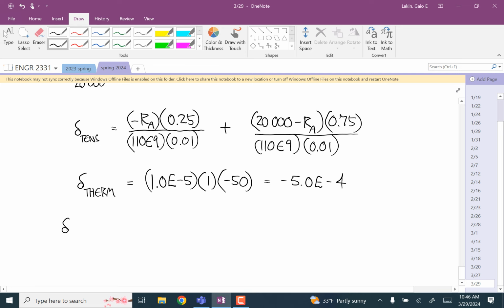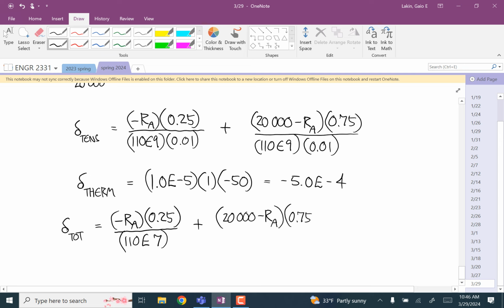And so now the total elongation is negative RA times 0.25 over, I'll combine these, 110 times 10 to the 7, plus 20,000 minus RA times 0.75 divided by 110 times 10 to the 7, plus negative 5.0 times 10 to the minus 4. And since it's attached to the floor and the ceiling again, this has to be equal to 0.